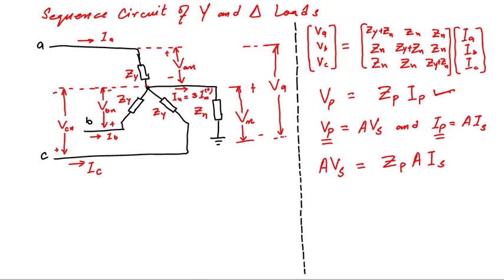If this equation is multiplied by A inverse from the left side, the product of A inverse with A will be the identity matrix. When multiplied with Vs, we are left with the voltage sequence vector, that is equal to the product of A inverse Zp A into the current Is.